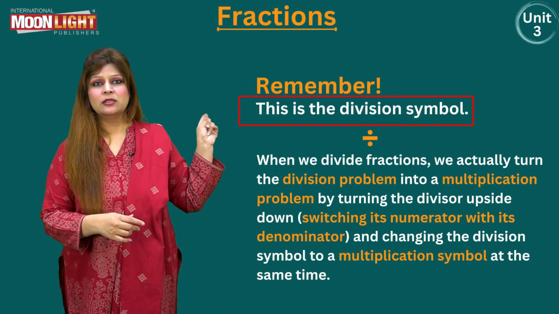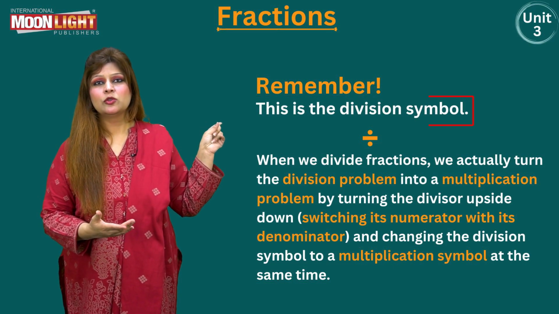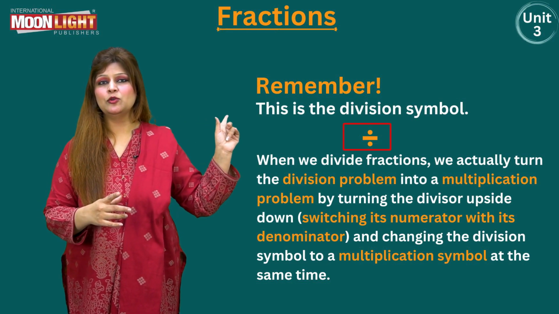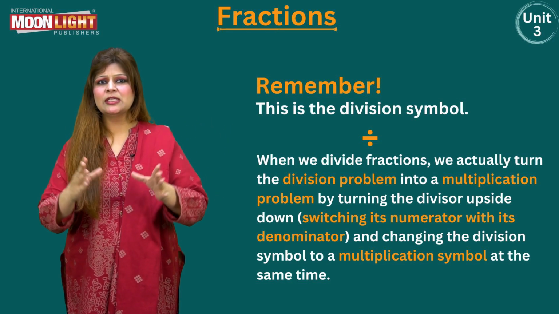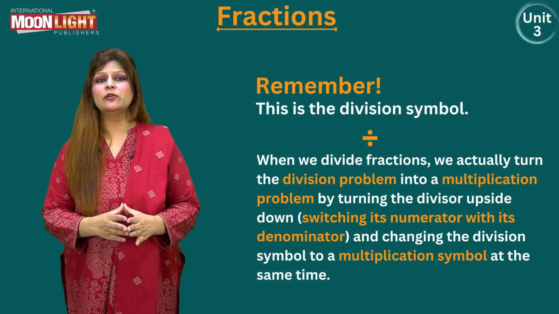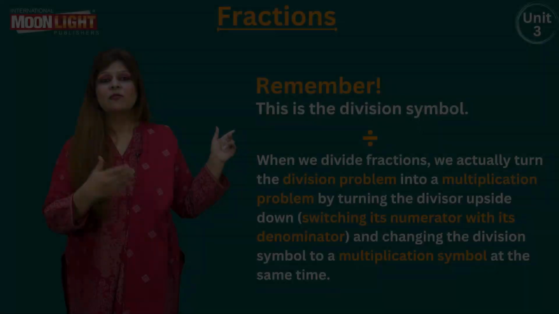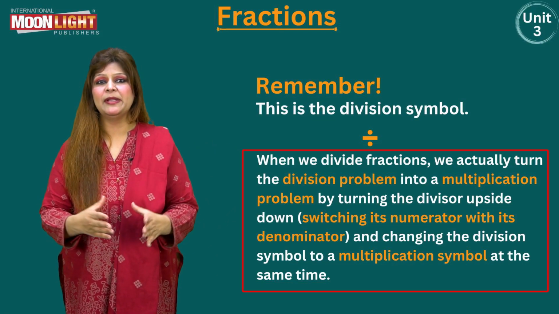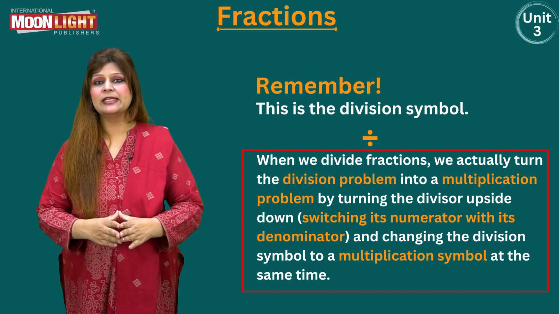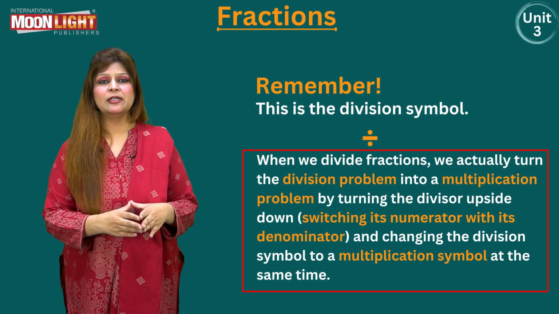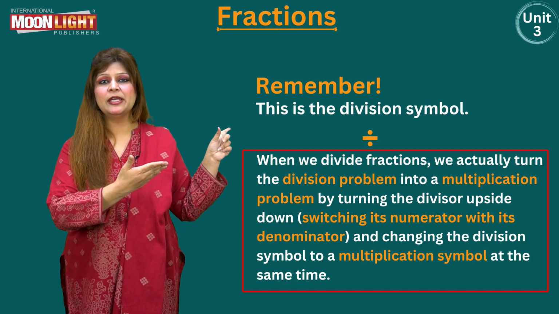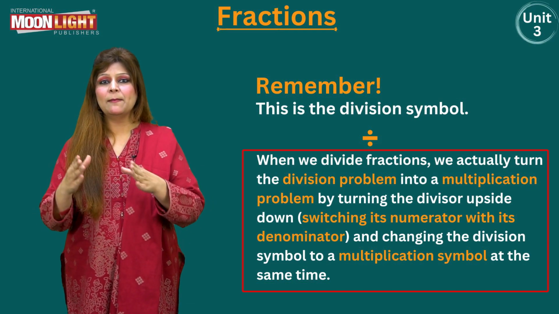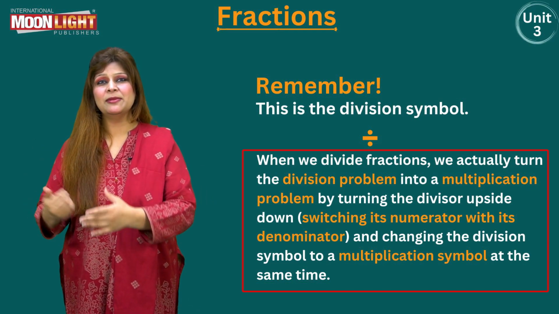Remember one thing. This one is the division symbol. The division symbol is one straight line and then two dots, up and down. When we divide fractions, we actually turn the division problem into a multiplication problem by turning the divisor upside down, or in other words, switching its numerator with its denominator and changing the division symbol to a multiplication symbol at the same time.